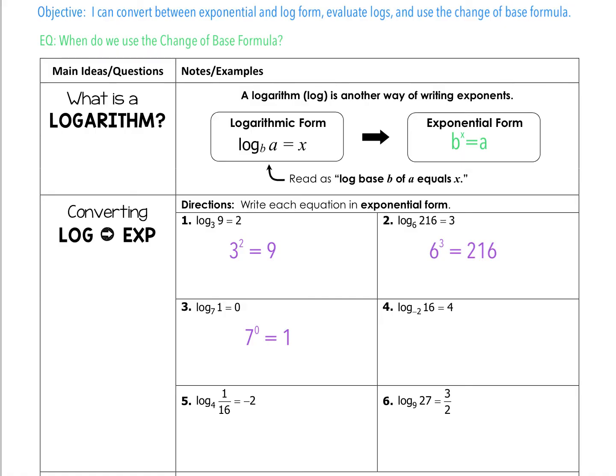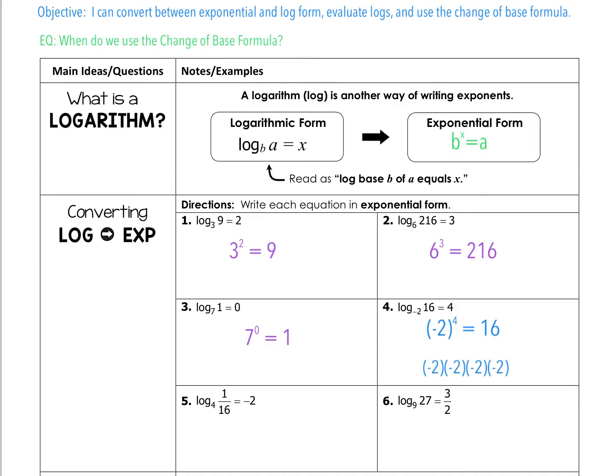All right, so let's look at number 4. It's a little bit different because I have log base negative 2 of 16 equals 4. Go ahead and pause the video, and I still want you to write it out, and then we'll talk about why it's a little bit different. All right, so hopefully you were able to write negative 2 to the fourth equals 16. However, I'm going to guess some of you did not think to put it in parentheses because it's the value negative 2 being raised to the fourth power. It is not just negative and then 2 to the fourth. So let's look at why this is true.